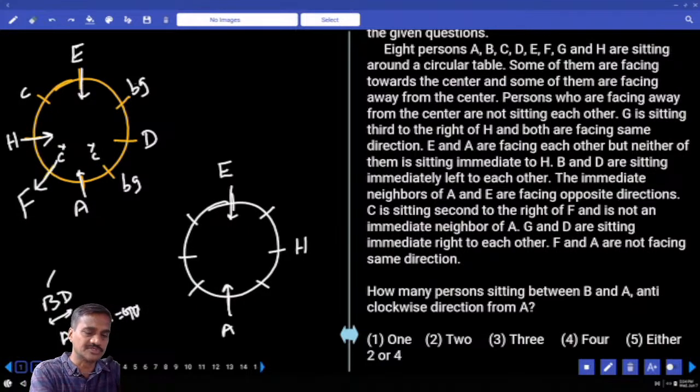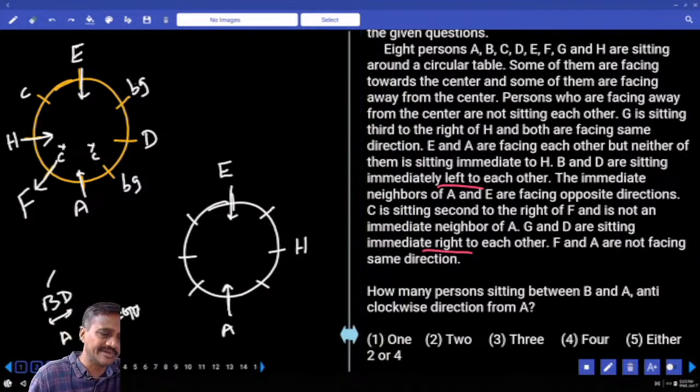Now this person is facing towards the center. As this person is facing towards the center, F and E are not facing the same direction. F is away and C must be facing towards the center. Then G and C are immediate right to each other. G and D are immediate right to each other, and B and D are immediate left to each other.